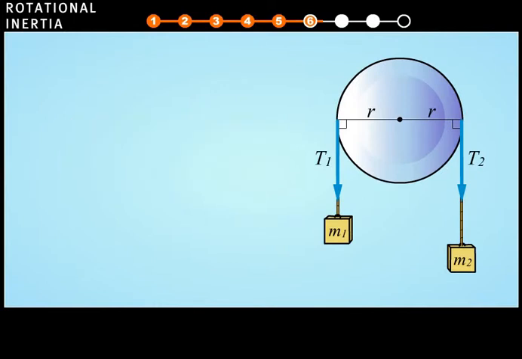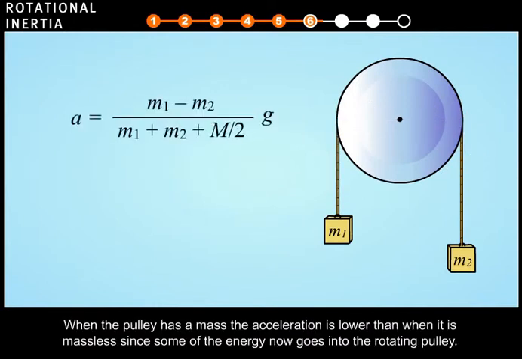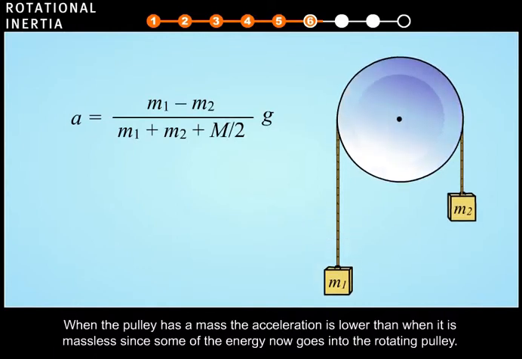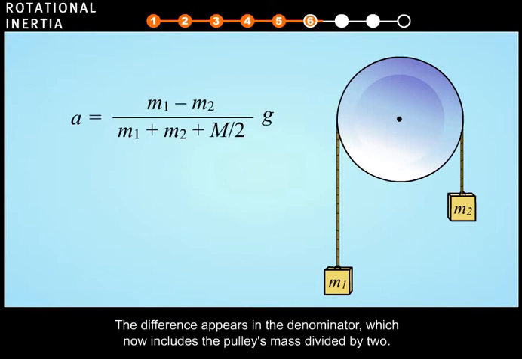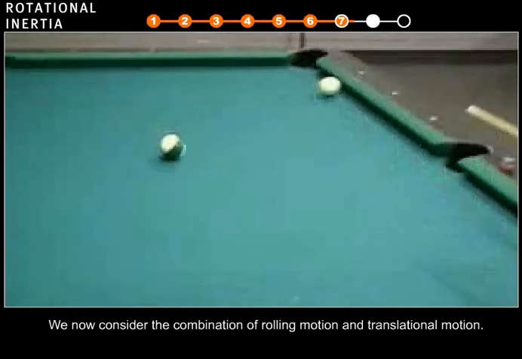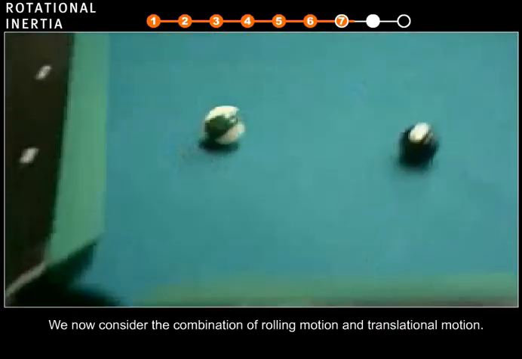Correct. When the pulley has a mass, the acceleration is lower than when it is massless, since some of the energy now goes into the rotating pulley. The difference appears in the denominator, which now includes the pulley's mass divided by 2. We now consider the combination of rolling motion and translational motion.